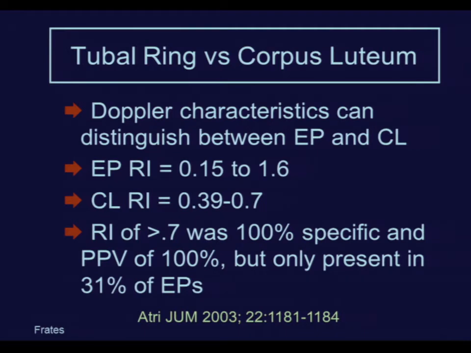Another way to distinguish a tubal ring from a corpus luteum might be the use of color or pulse Doppler. Atri et al. in 2003 suggested that Doppler characteristics could be used to distinguish between an ectopic pregnancy and a corpus luteum. The ectopic pregnancy RIs ranged from 0.15 to 1.6, whereas the corpus luteum RIs had a much narrower window between 0.39 and 0.70. An RI of over 0.7 was 100% specific for the diagnosis of ectopic pregnancy and had a positive predictive value of 100%. But it was only found in a third of the ectopics.